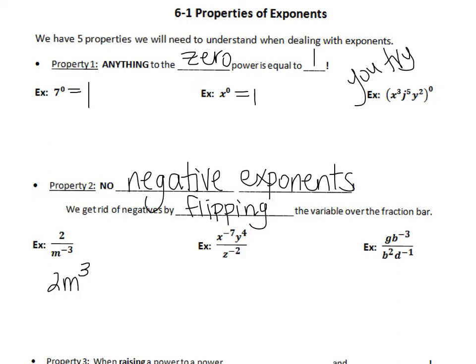The second example is a little trickier because we have x to the negative 7 on top, and we have z to the negative 2 on bottom. So we're just going to flip. The x is going to go below, and the z is going to go above, and this way we'll have positive exponents. The y gets to stay where it is since it's already positive. So on top we'll have y to the 4th, z squared, and in the denominator we'll have x to the 7th. Alright, last one, you try.